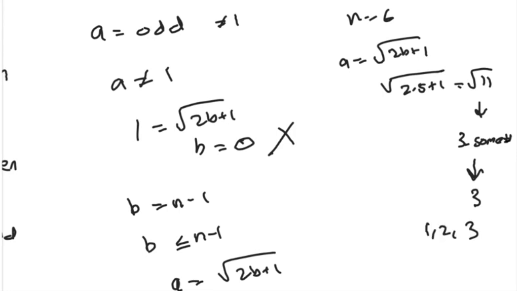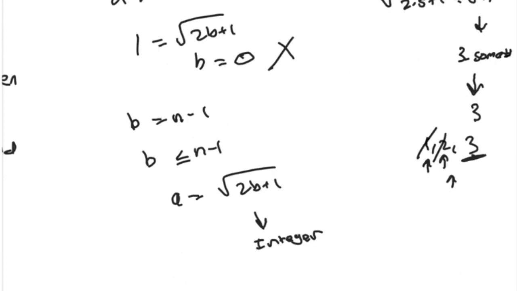Now, let us look at our conditions. a is odd and a is unequal to 1. How many of these numbers are odd and how many of them are unequal to 1? So 1 is equal to 1, we cannot use that. 2 is even, we cannot use that, but 3 works. 3 is odd and is unequal to 1, so therefore there's one solution.